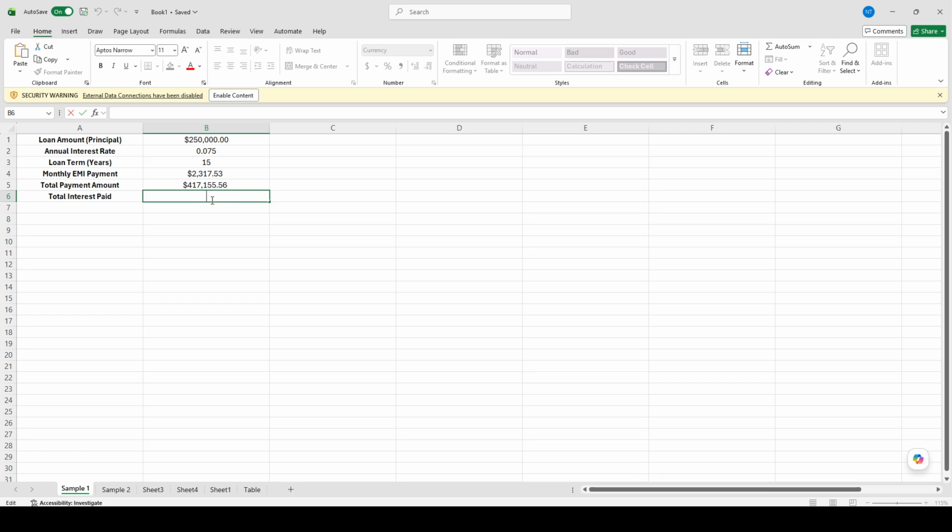This subtracts the original loan amount from the total amount paid. The result is the total interest cost for the loan. Now you have calculated the monthly EMI, the full payback amount, and the total interest cost in Microsoft Excel. That covers everything you need to know.